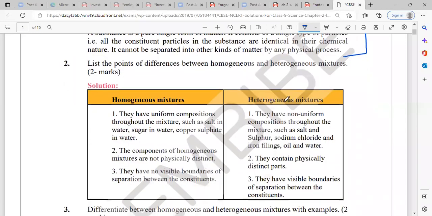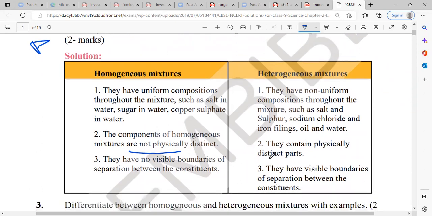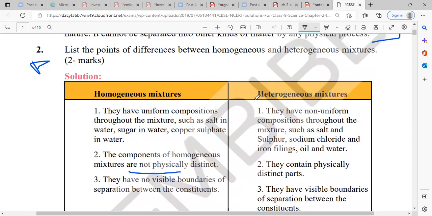Then homogeneous and heterogeneous, we have just written one definition, so this is important. So you will write the difference. They have the uniform composition throughout the mixture, such as salt in water, sugar in water, copper sulfate in water. They have non-uniform composition, right? The components of homogeneous mixture are not physically distinct. You cannot say in a homogeneous substance that this is a different substance, this is other. But here they are distinct. Distinct means different. They have no visible boundaries of separation between the constituents. They have visible boundaries of separation between the constituents. So you can write down. Question number 2, the difference.